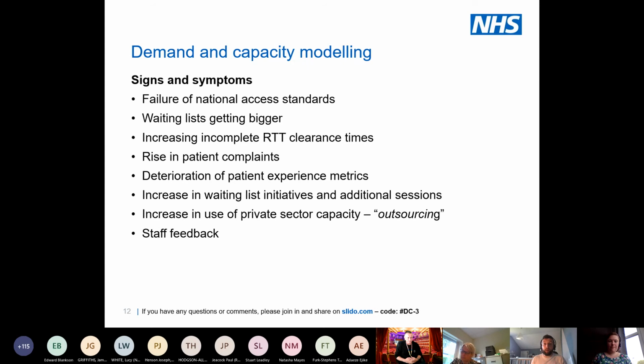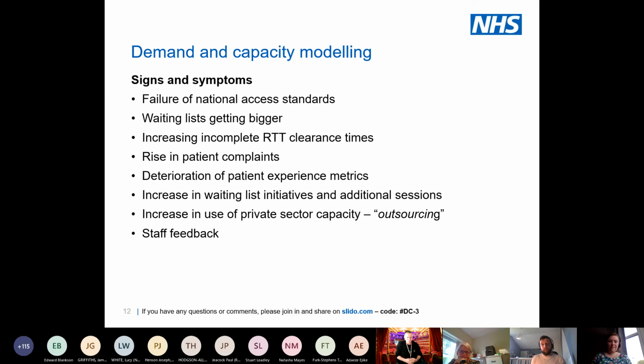Obviously, it's a little bit harder to pick out what's what now with post-COVID. Your waiting list getting bigger, and again, it's a little bit more difficult. But still, if you're seeing your waiting list growing, so our pre-assessment in the example, if we're seeing that growing, it's a sign that perhaps there's a demand and capacity imbalance. Increasing incomplete RTT clearance times. Again, a little bit harder to pick out, but still of interest.